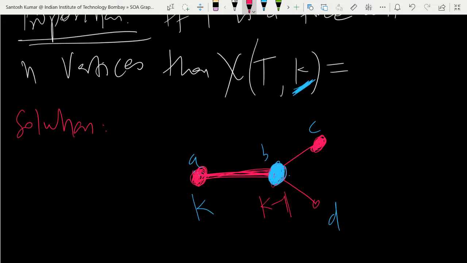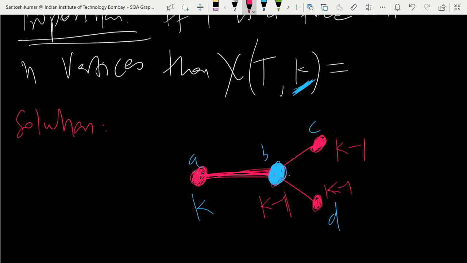At vertex C you cannot use the color used at B. The rest you can use any color. The color used at A can be used at C because A and C are non-adjacent. So you have k minus 1 choices of colors, because the only restriction is that the color used at B cannot be used at C. How many choices for D? K minus 1. Again k minus 1, because A, C, D are non-adjacent.